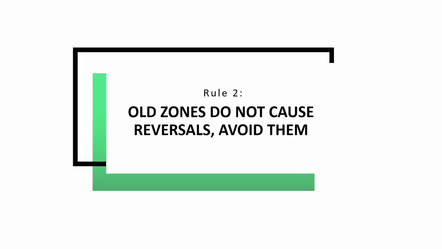So why don't old zones cause reversals? The answer is because the banks, which cause price to return and reverse from zones, don't wait a long time to get their remaining positions placed at the zone. They bring price back quickly to get their positions placed ASAP.